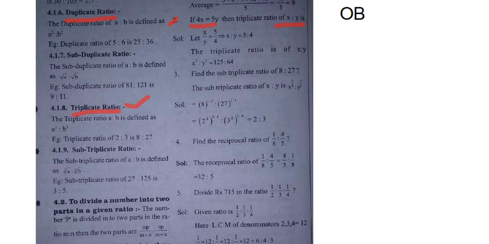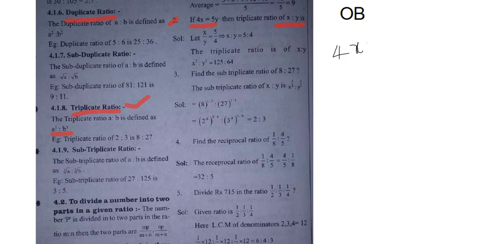Okay, x is to y is given. We should do cube, so x cube is to y cube will be the answer. But they have not directly given us the x is to y value. They have given one hint: 4x equal to 5y. Can I write this 4x equal to 5y?